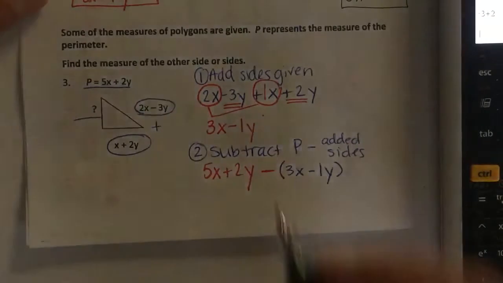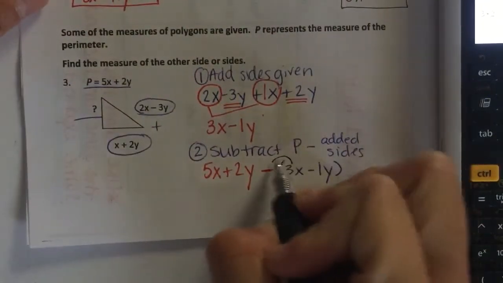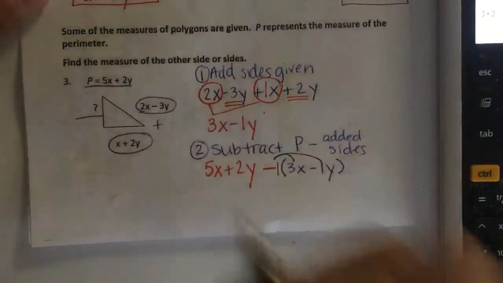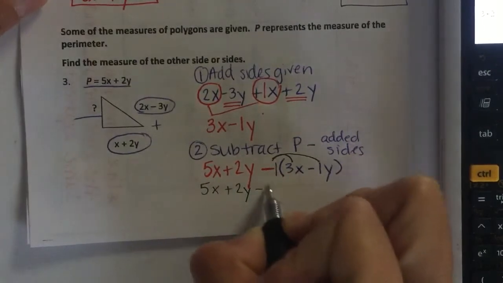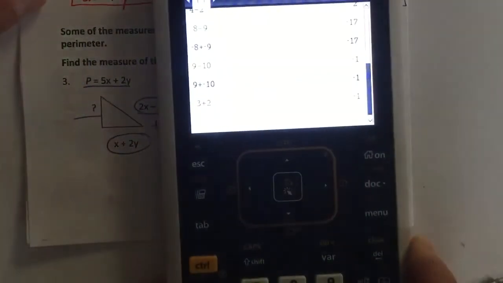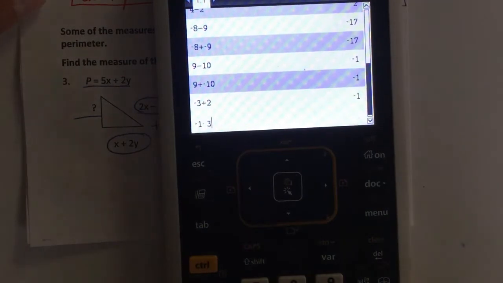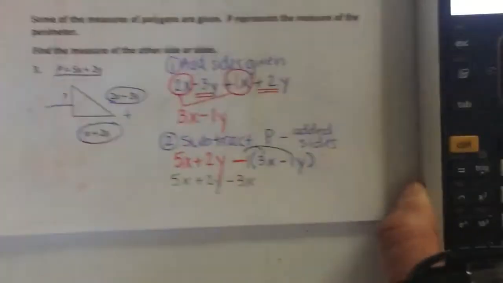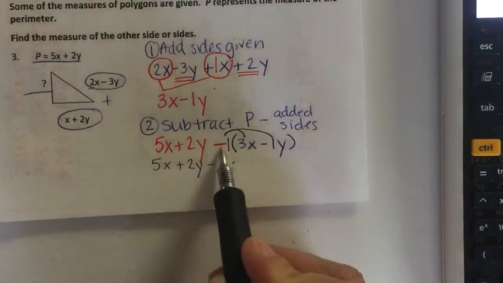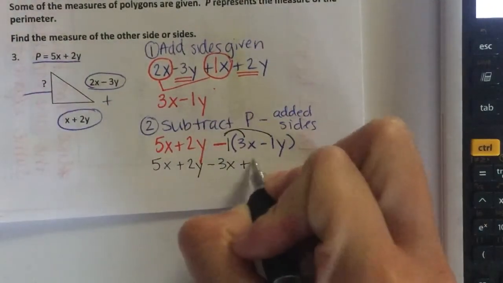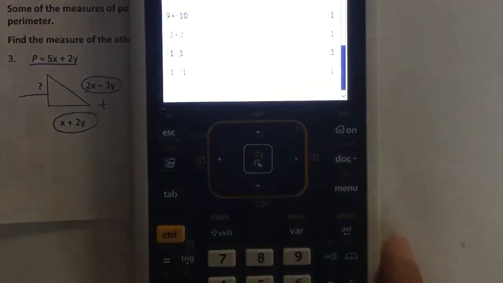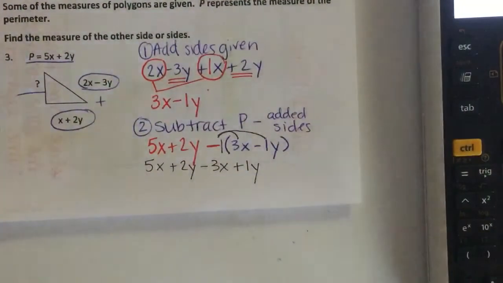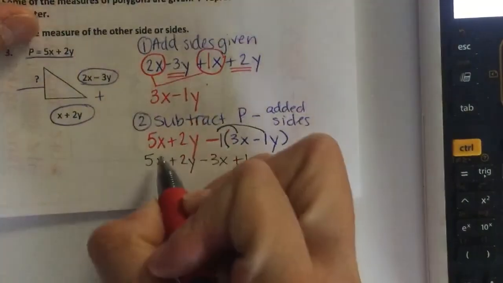Now you have a -1 that you need to distribute, so you're going to distribute it to each term. You bring down your 5x plus 2y. This is going to be a -3x because you're taking a -1 times 3. So -3x. -1 times -1 is a positive 1y. That's why we have plus 1y. Now combine your like terms and you'll finish this off.